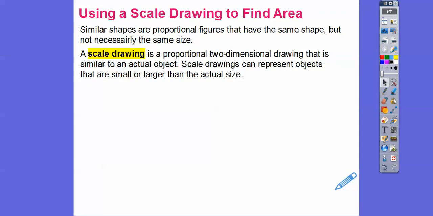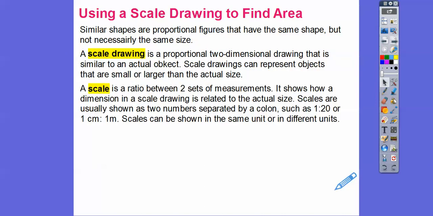Scale drawings can represent objects that are smaller or larger than the actual size. Okay, so a scale, you guys, is a ratio between two sets of measurements. It shows how a dimension in a scale drawing is related to the actual size. So scales are usually shown as two numbers separated by a colon. So here's a colon right here. Okay, so a colon is two dots right here.